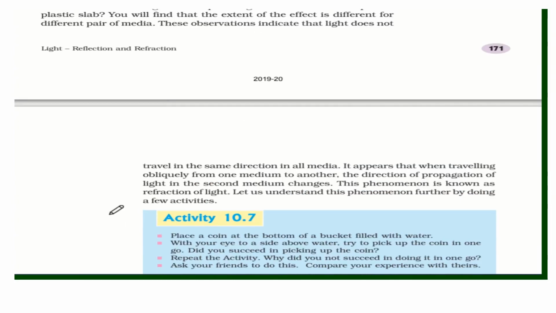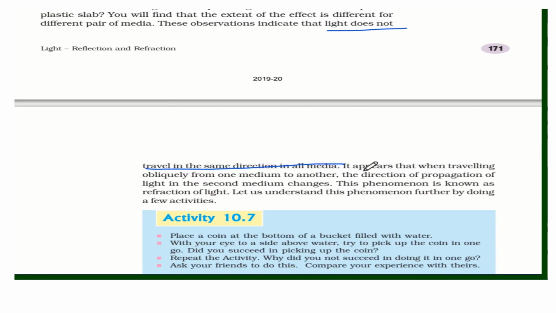So this shows that light does not travel in the same direction in all media. It appears that when traveling obliquely from one medium to another, the direction of propagation of light, or the direction of travel of the light in the second medium, changes. This phenomenon of change in direction of light when it travels from one medium to another is called refraction of light.